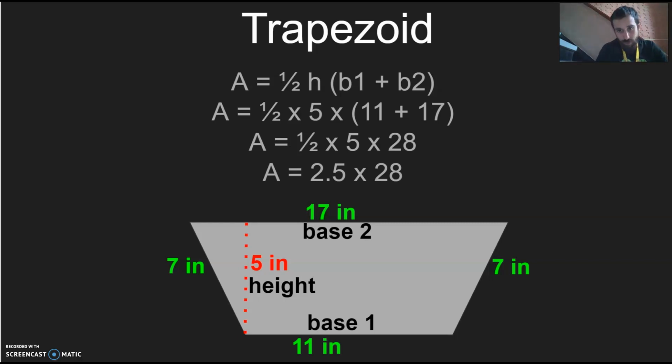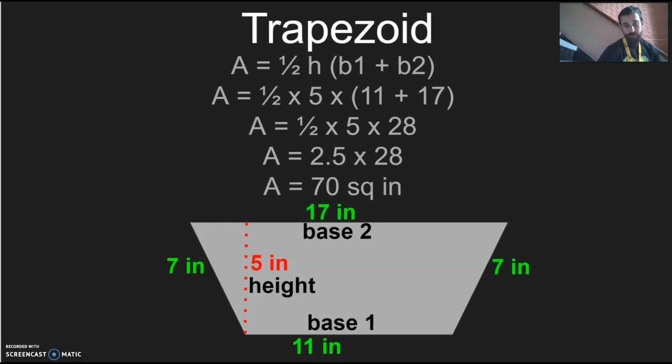I know this is difficult math. Decimals are not our friends sometimes, but if we were able to figure this out, 2.5 times 28 was 70 square inches. So if you got that, fantastic job. Give yourself a high five.